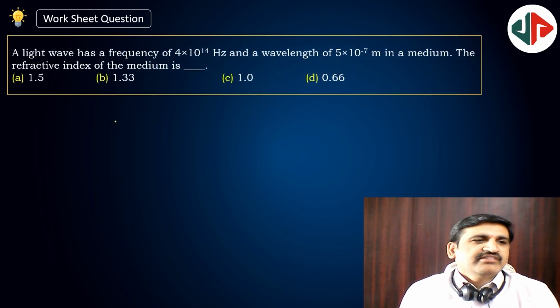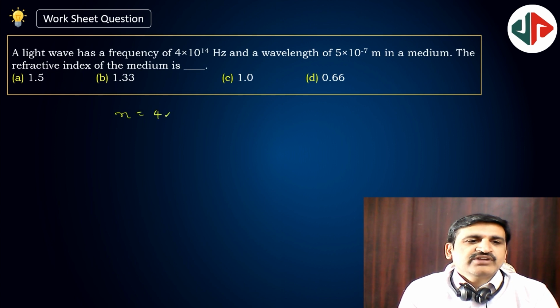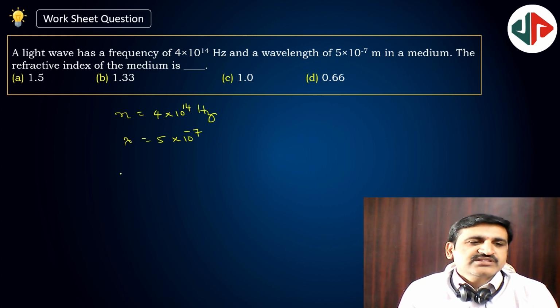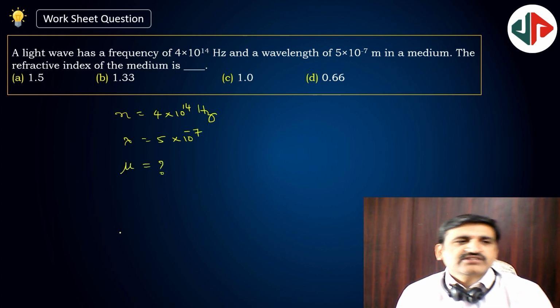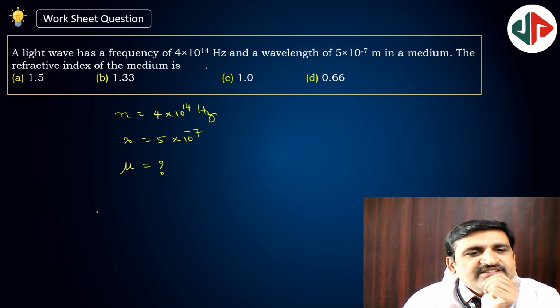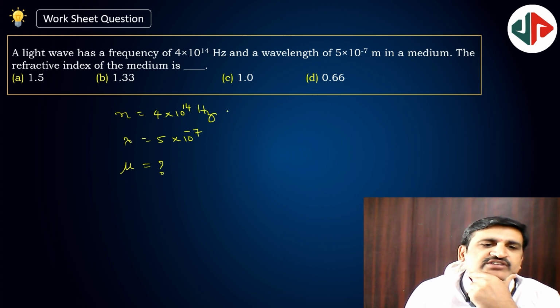A light wave has frequency n is equal to 4 into 10 to the power of 14 hertz and wavelength lambda is equal to 5 into 10 to the power of minus 7 meter in a medium. The refractive index of the medium is equal to? Actually you need to find out the velocity.